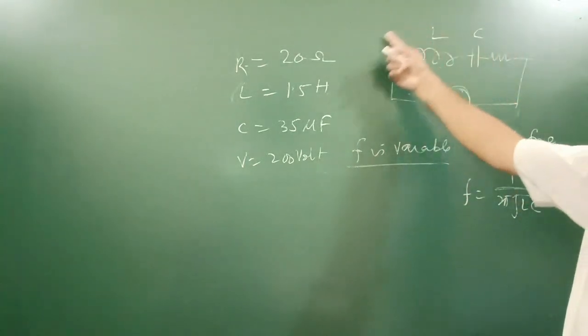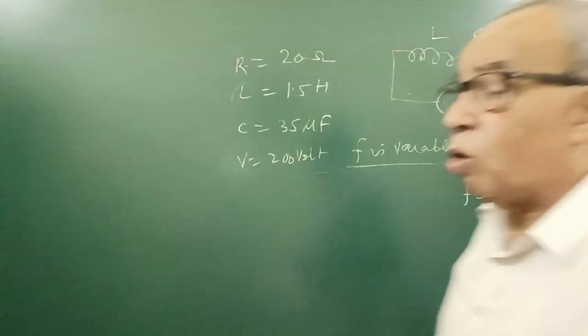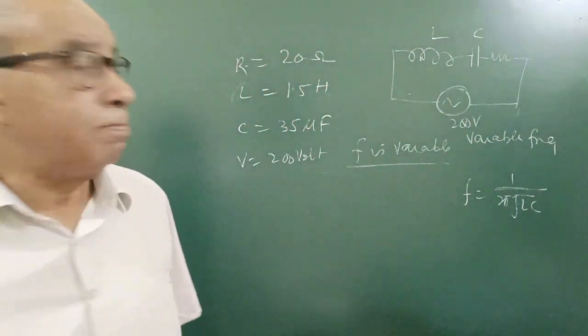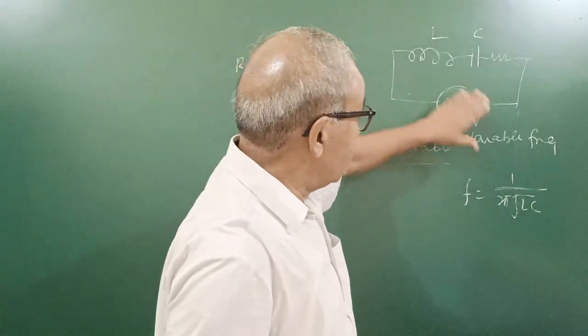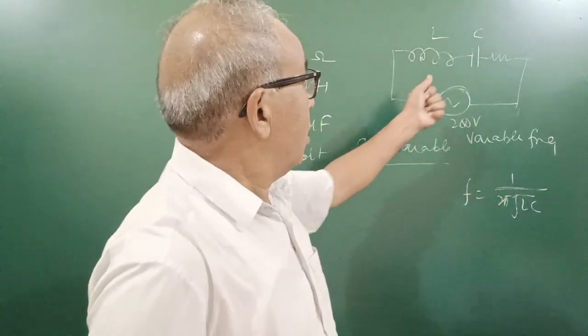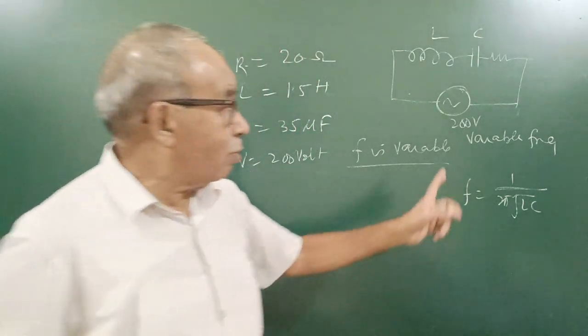Because the frequency of oscillation of electrons in the circuit depends on L and C. This is called the natural frequency of the circuit. Source frequency may be different. If the source frequency does not match this, then electrons are forced to oscillate with the frequency of the source.